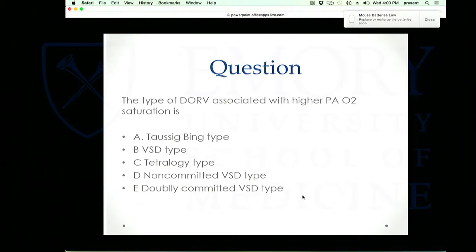So this is your question to see if you guys actually paid attention to what I just talked about. The type of double outlet right ventricle associated with a higher pulmonary artery saturation before repair would be a Taussig-Bing, VSD, Tetralogy of Fallot, non-committed, or doubly committed. So why is that, George? Because you're right. That's the one that behaves almost like a D-TGA, so that you have the LV pressure going through the pulmonic valve, and oxygenated blood going through the pulmonary arteries with the parallel circulation.